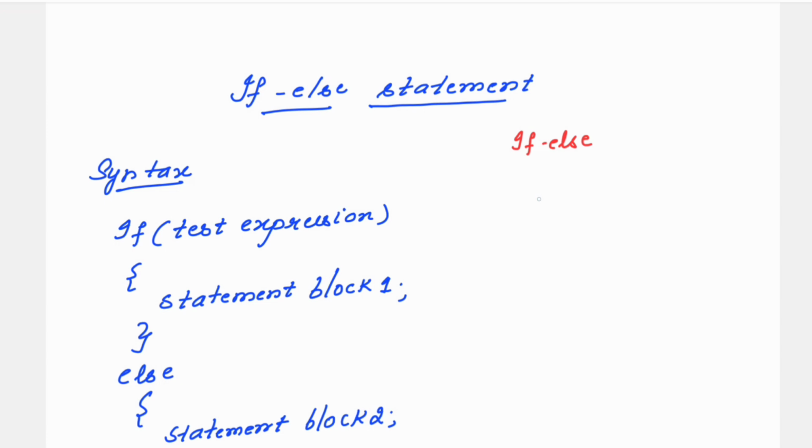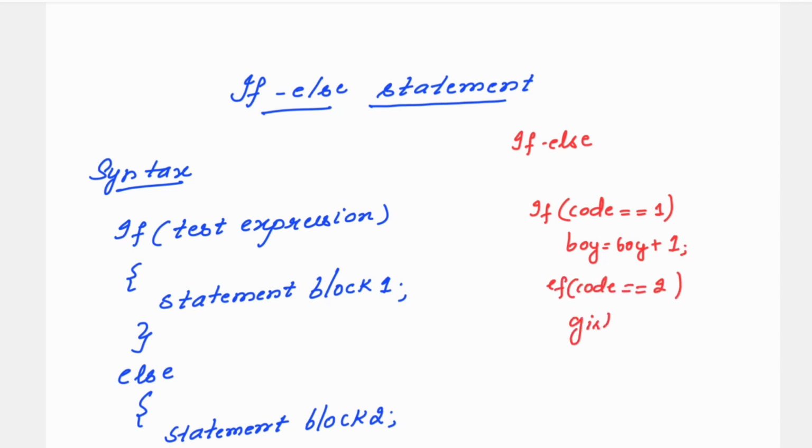Let us see. Suppose we are using only the simple if statement. I'll write one example, checking one condition. If code equal to 1, boy equal to boy plus 1. If code equal to 2, girl equal to girl plus 1. These statements count the number of boys and girls. We are assigning the code 1 to boys and the code 2 to girls.